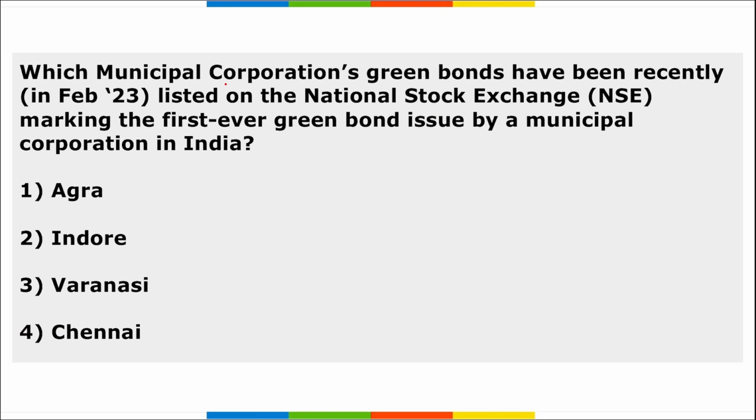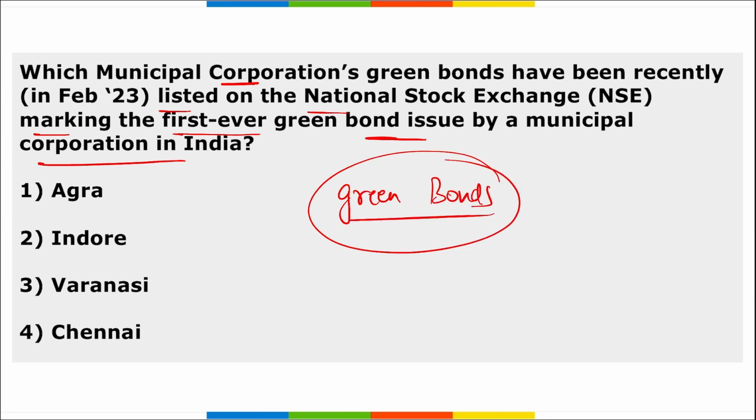Next, which municipal corporation's green bond has recently been listed on the NSE, making it the first ever green bond issued by a municipal corporation in India? So we are talking about green bonds. The question asked here is which municipal corporation launched these green bonds? They were launched by Indore Municipal Corporation. As they are green bonds, they will be working towards sustainable development goals, towards clean energy, towards sustainable energy. All right. So the correct option is Indore, Madhya Pradesh.